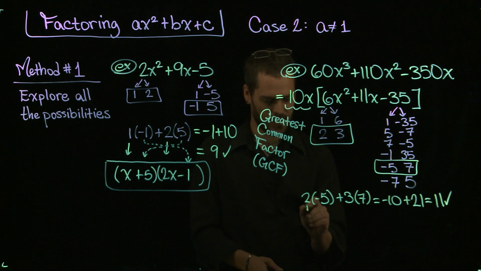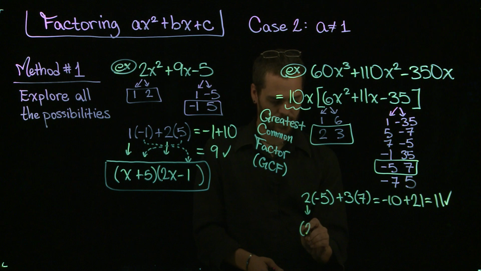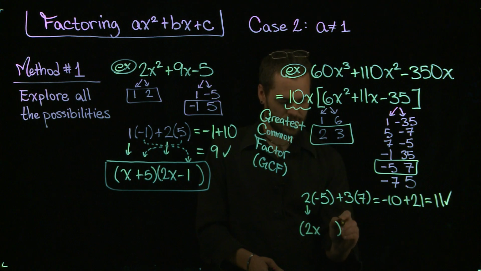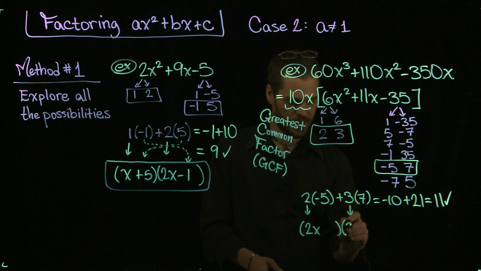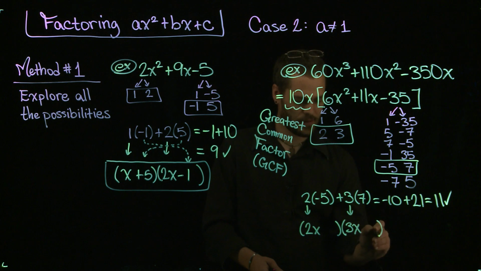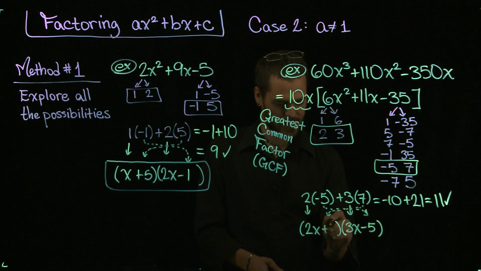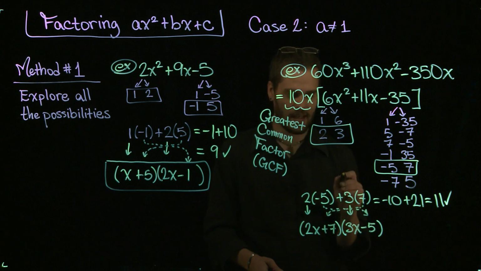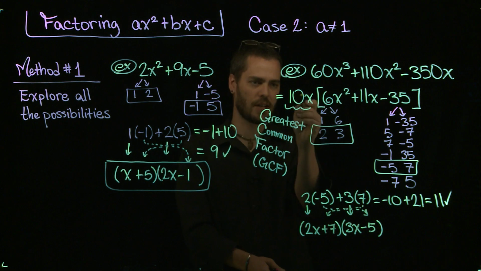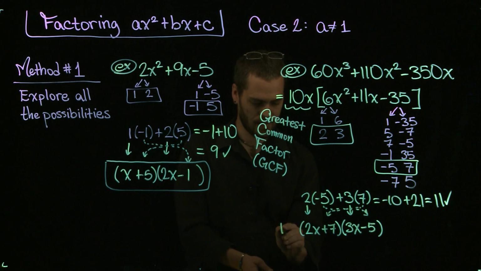So I'm going to start producing factors. This gives me a 2x. The 3 I can drop down for 3x. The negative 5, remember, has to go in the other binomial. Here's my minus 5. The 7 has to go over here as plus 7 because it's positive. And in the end, don't forget about your greatest common factor, 10x. That's got to remain and go out front.